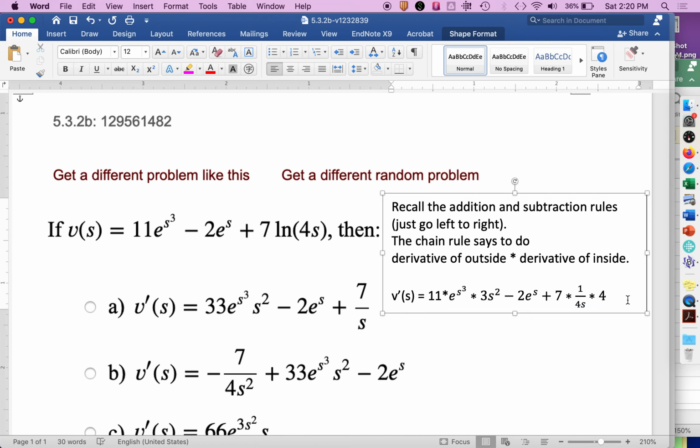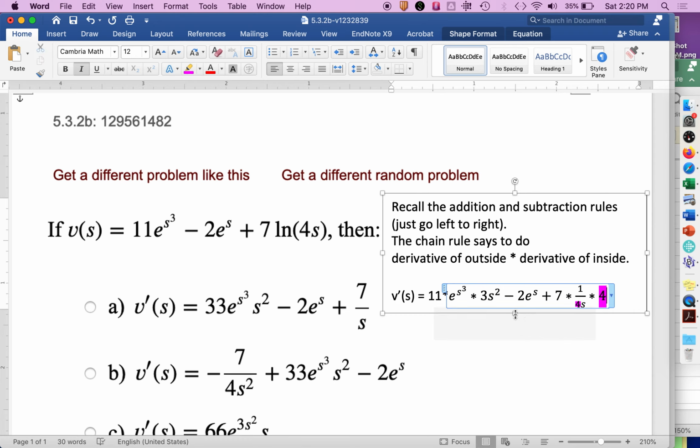Okay, so there's all the pieces, right? 11e to the s cubed times 3s squared, and then I did the minus. Then the derivative of 2e to the s turned out to just be 2e to the s. And then the derivative of 7 natural log of 4s is 7 times 1 over 4s, and then times 4. Okay, so the 4's right here will cancel, right? There's a 4 and a 4 on the top, 4 on the bottom. Those cancel.